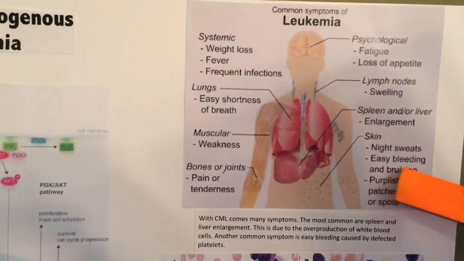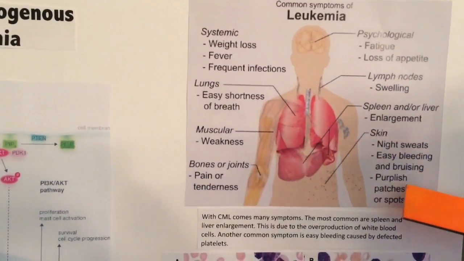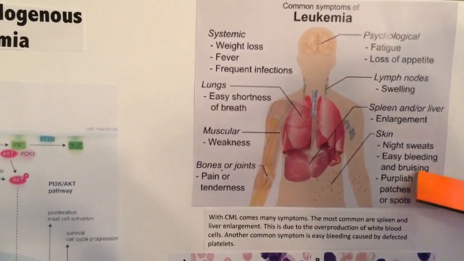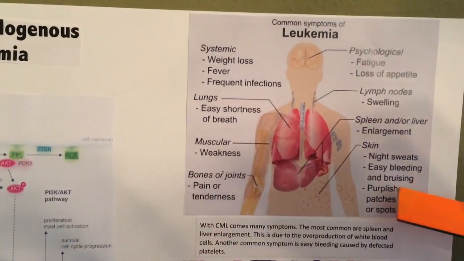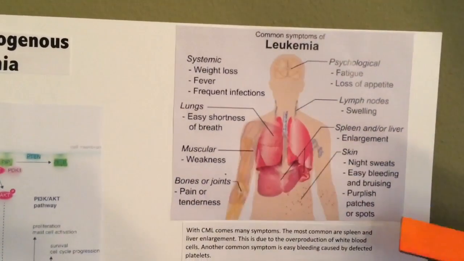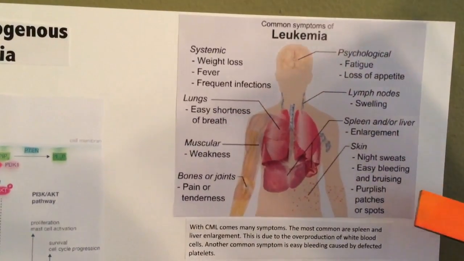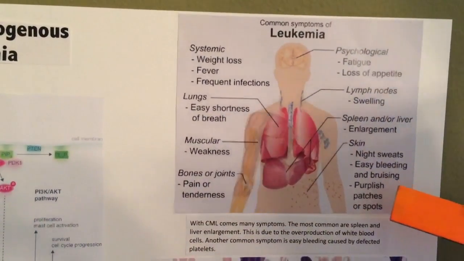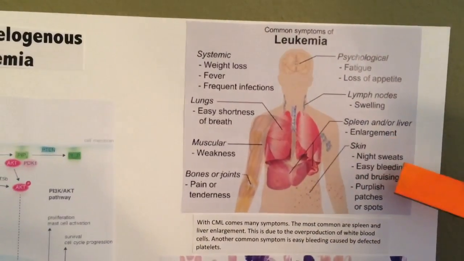In the second phase, also called the accelerated phase, you get easy bleeding, which is due to the defective platelets because they cannot be processed. Platelets are supposed to clot blood or bleeding, but they cannot anymore because they're defective. In the third phase, also called the blast phase, you have a lot of fever and fatigue because of infection from many microbes seeking opportunities because of the defective white blood cells, because they can't fight infection.